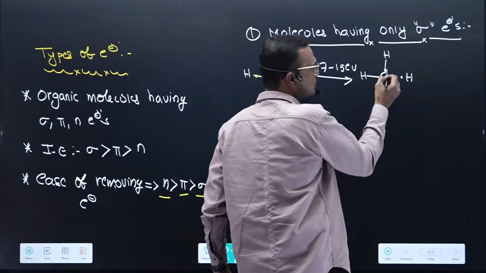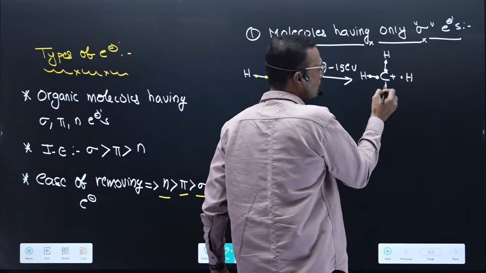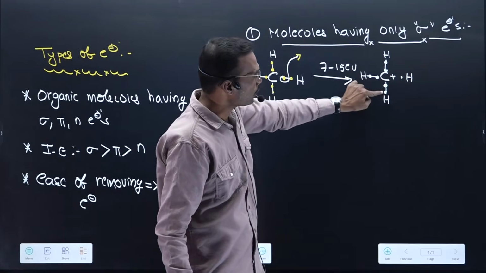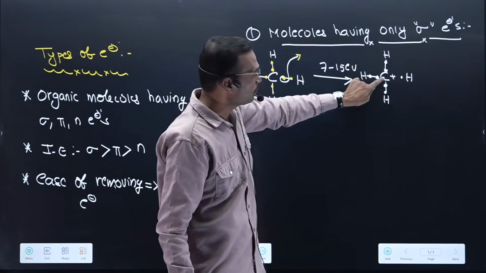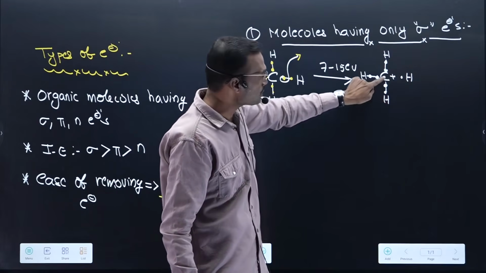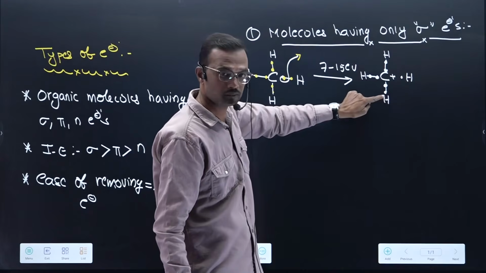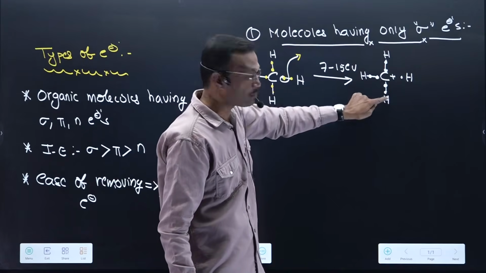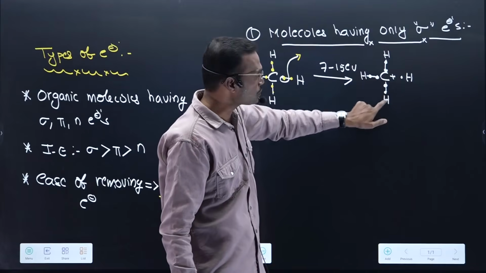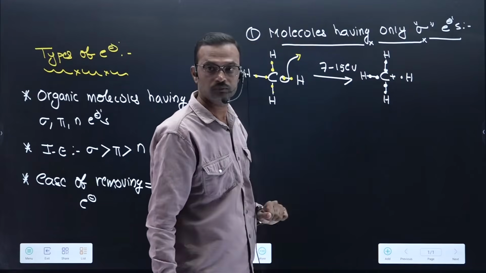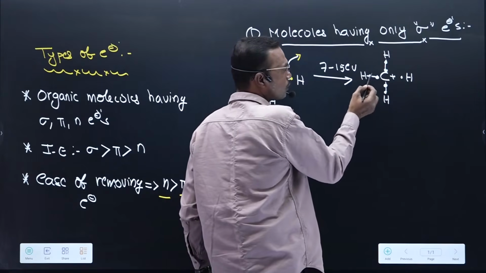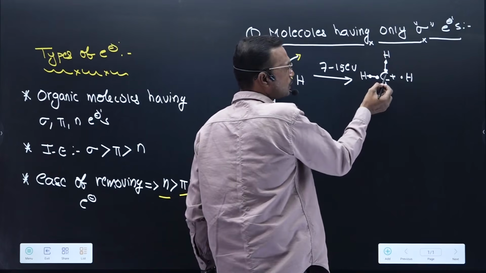Now what about this? 2 electrons here, 2 electrons here, and 2 electrons here. Try to understand. This is a 2 center 2 electron bond. Between this carbon and this hydrogen, how many electrons are present? 2. How many centers are present? 2. This is one center, this is one more center. So I can say 2 center, 2 electron bond. And this, 2 centered, 2 electron bond. Here also, 2 centered, 2 electron bond.